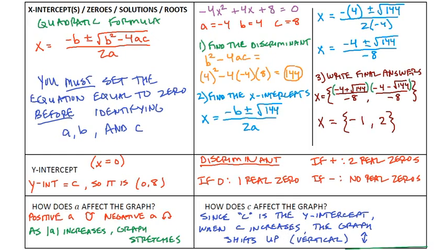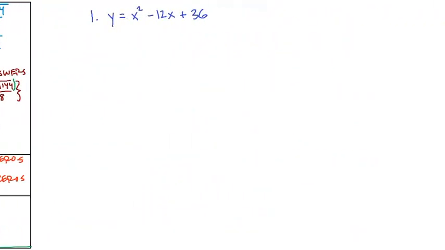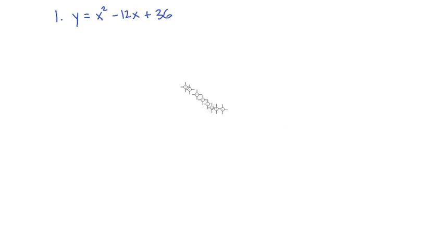So, if you would, on your paper, for question number 1 or practice number 1, write this equation. Number 1, y equals x squared minus 12x plus 36. Okay, so before we even start using the quadratic formula, we have to make sure that all of our terms are on one side of the equal sign, and they already are, but we also know that y is going to be equal to 0 when we are looking for x-intercepts or solutions.